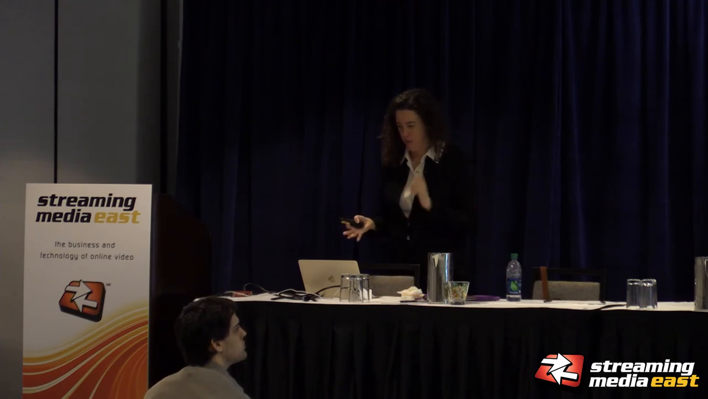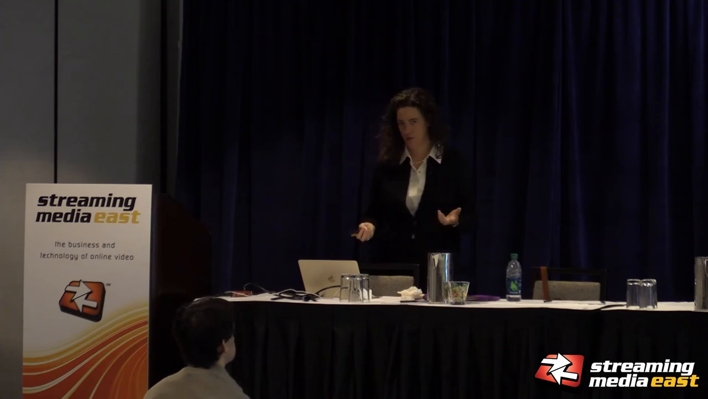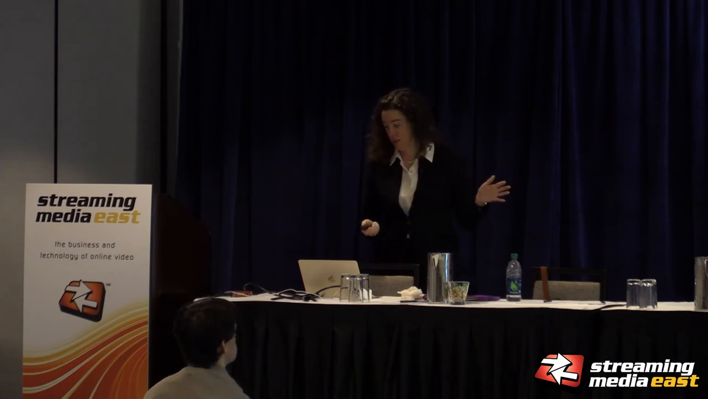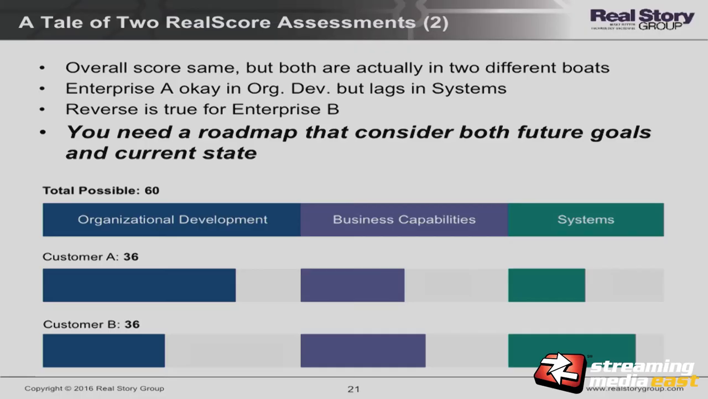Okay, so the question is, is the transformation roadmap the same for both of these companies, just because they both had the same score? And the answer is no, because they had completely different problems. Here's company A versus company B. Overall, as I mentioned, same score. Enterprise A was okay in organizational development, but didn't select the right tools. So they had a good people score, good business capabilities, but not good systems in place. They were a candidate where after they did the assessment, they said, we really need to replace some of our technology. Let's figure out what technology we need to replace.